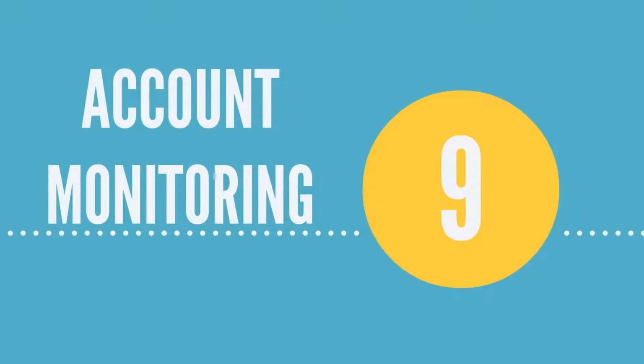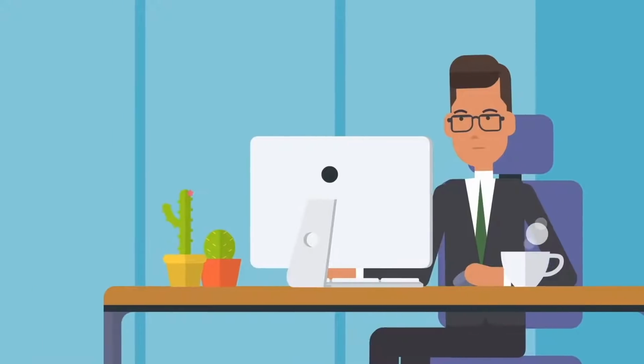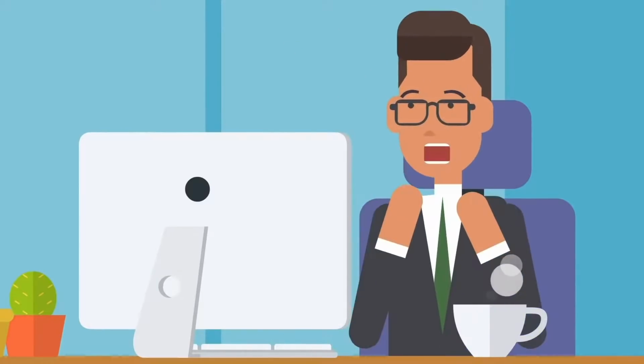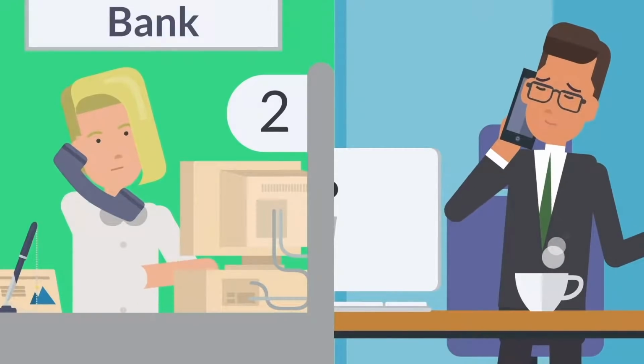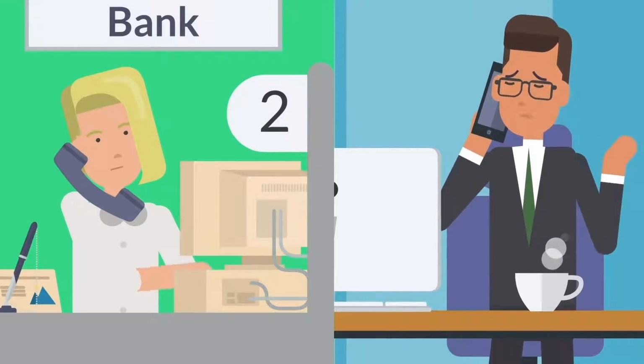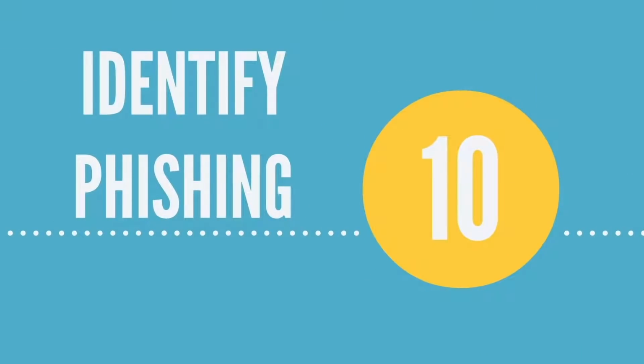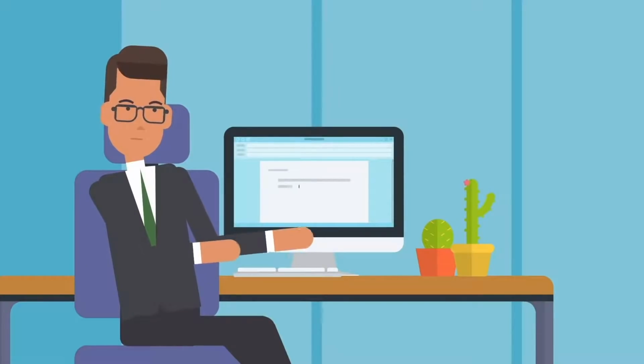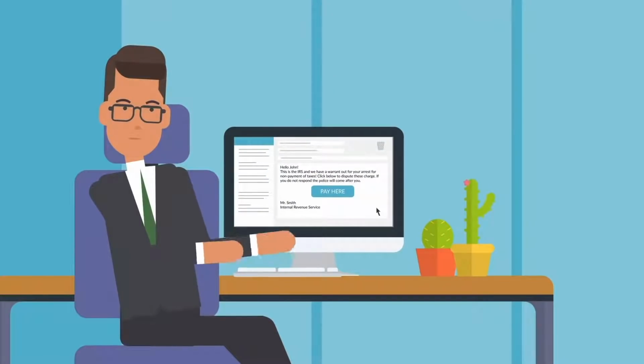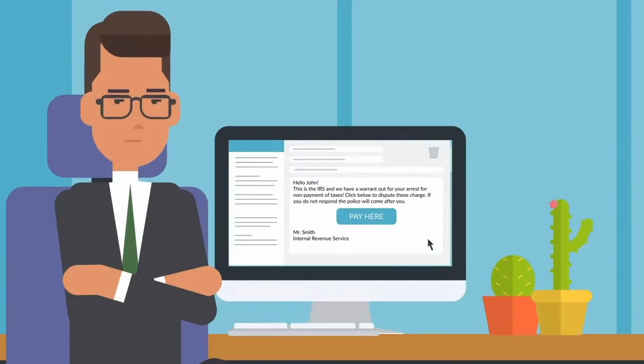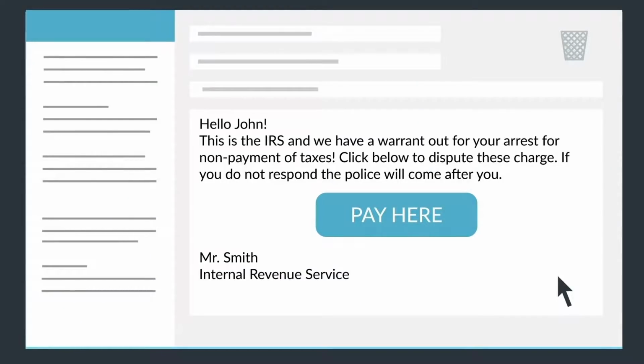Number 9. Account monitoring. Monitor your financial accounts regularly. If there is a suspicious charge or unknown activity, do not wait to investigate. Number 10. Identify phishing. Watch out for phishing emails. They come in all shapes, sizes, and flavors. Be mindful of any emails that ask for your credentials, personal information, or to take some sort of action, such as click here, download this, etc.